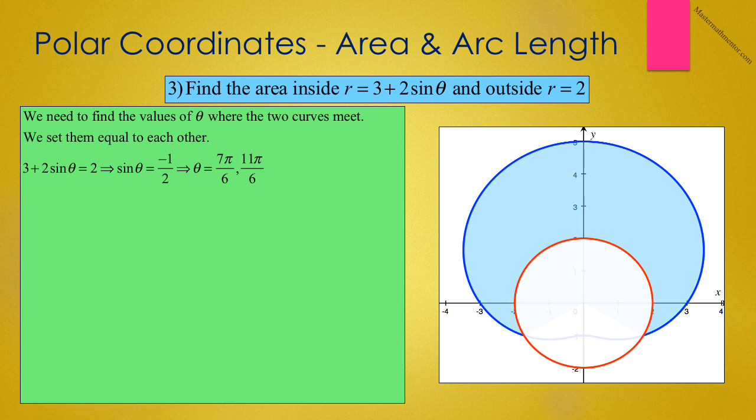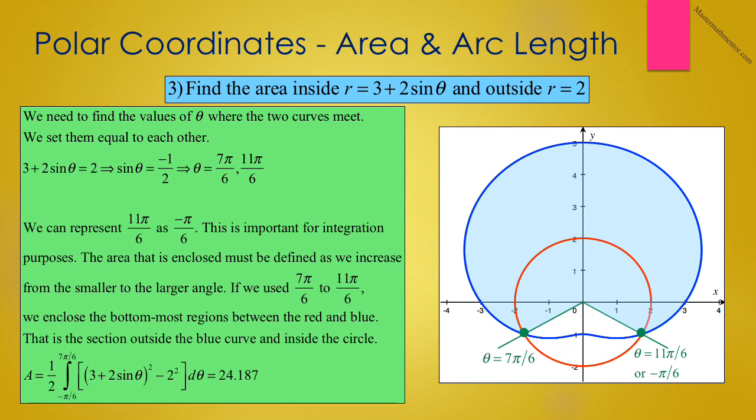So we set them equal to each other. 3 plus 2 sine theta equals 2 gives us sine theta equals -1/2, and theta is equal to 7 pi over 6 and 11 pi over 6. We can represent 11 pi over 6 as negative pi over 6. This is important for integration purposes.